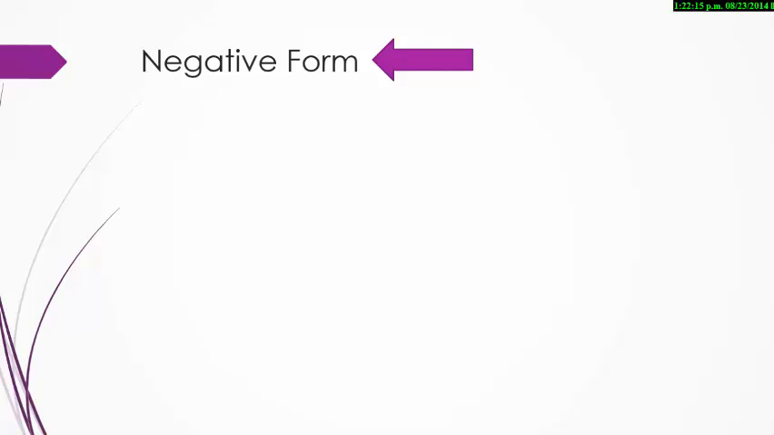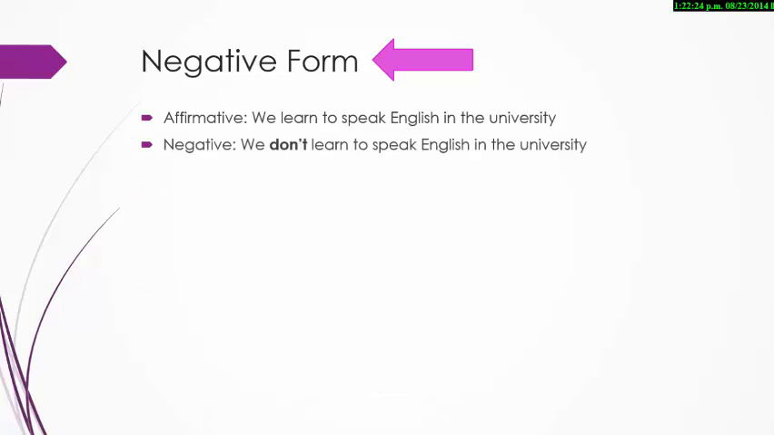Negative form. Affirmative: We learn to speak English in the university. Negative: We don't learn to speak English in the university. We have these examples. The difference between affirmative and negative sentences is the negative auxiliary don't. See the following.